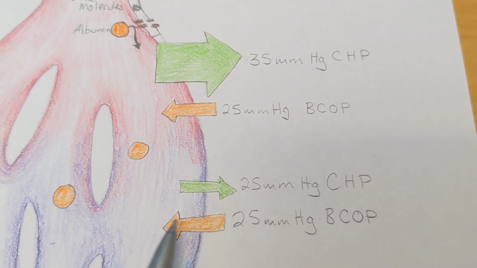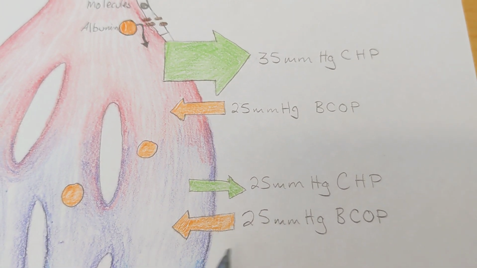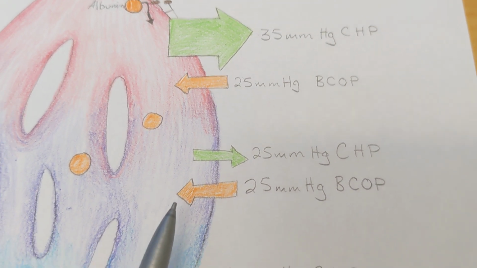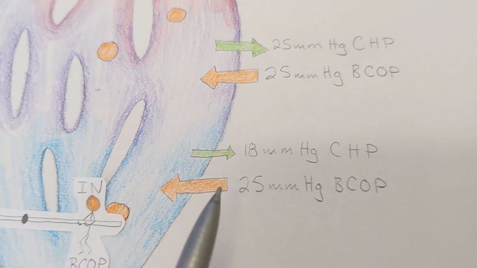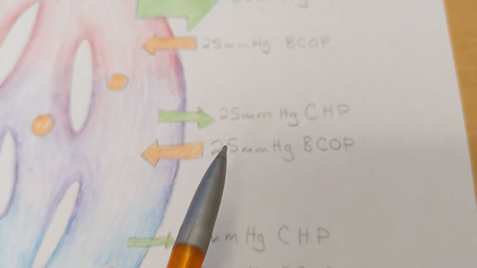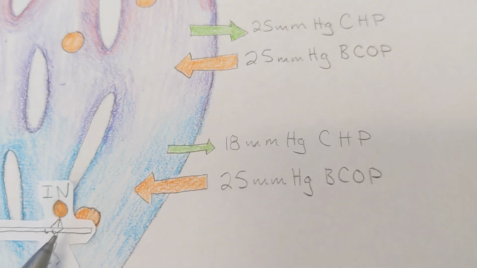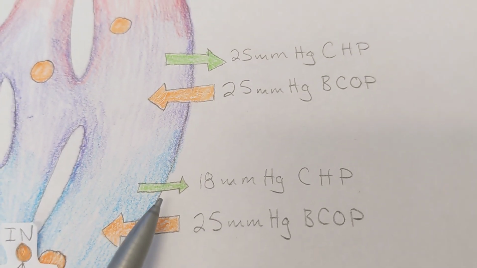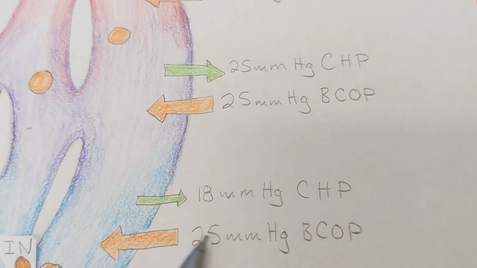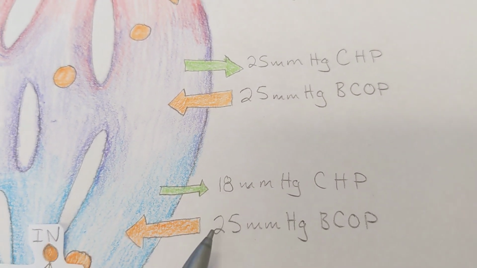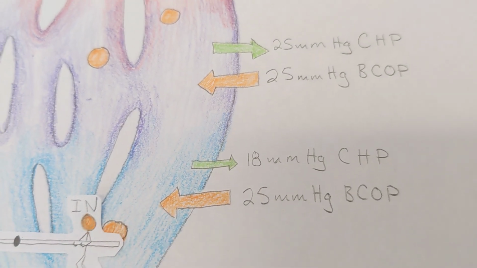Okay, so 25 and 25, this is an equal pulling in and pushing out, and so there's no net movement of substances across the membrane. By the time we get to the end of the capillary bed, again, our little albumin friend here is winning. Note that the 25 hasn't changed this whole time. The 25 is the same. So he's pulling just as hard as ever, but what has changed again is this capillary hydrostatic pressure. The blood pressure has dropped down to about 18, and so now the inward pull is greater than the outward, and so you get a net flow of substances back into the capillary.